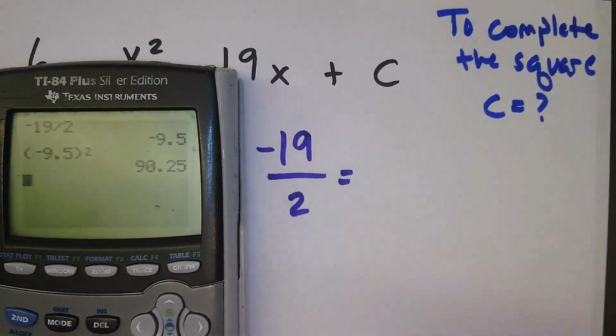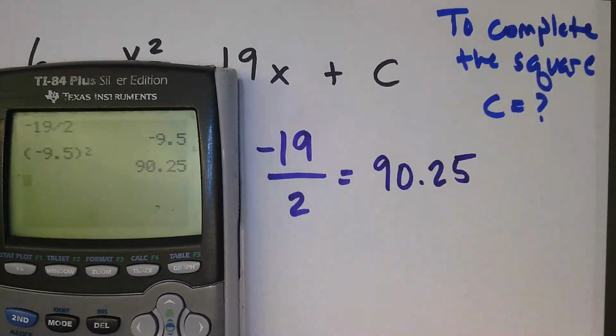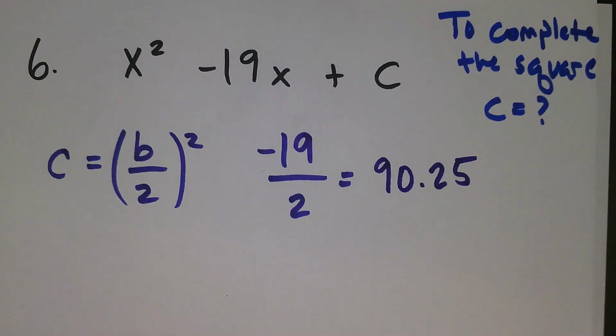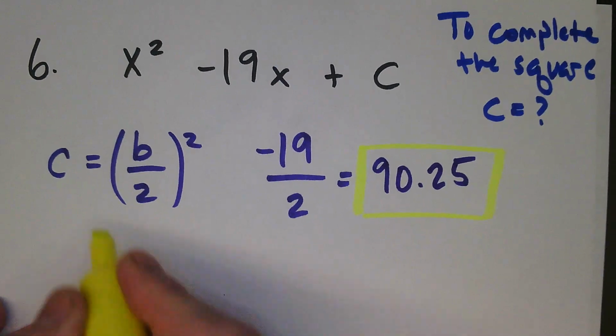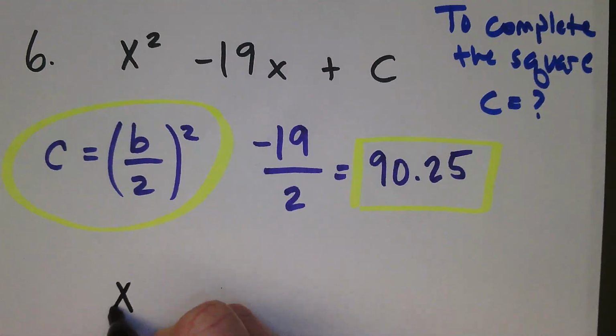So that's going to give me 90.25. And so that's the value that I'm looking for here. My C value is going to be 90.25. So that's the answer, if I follow just the standard algorithm, the steps for doing it. We can also think about this a little bit more conceptually, and I'll show you that here.